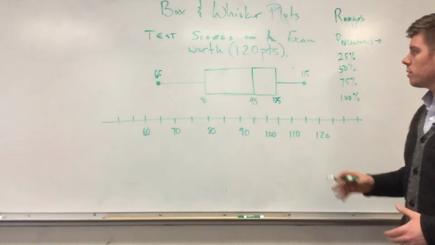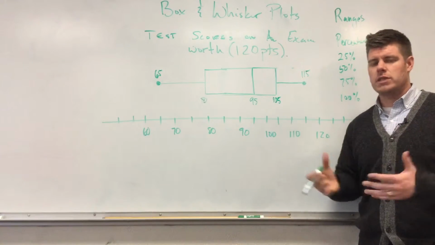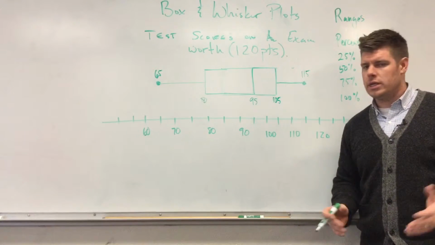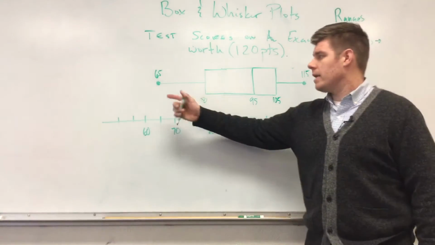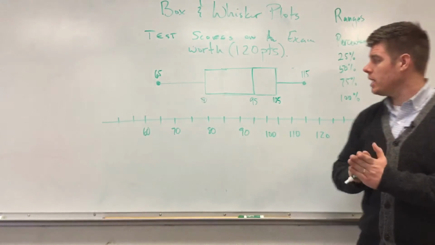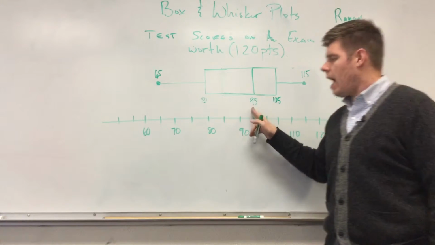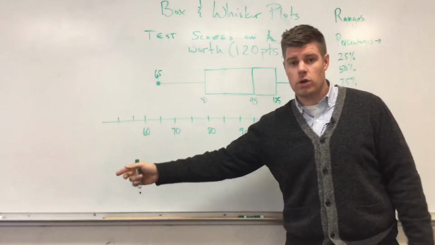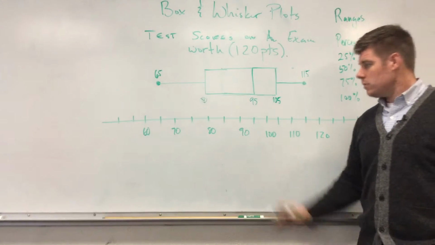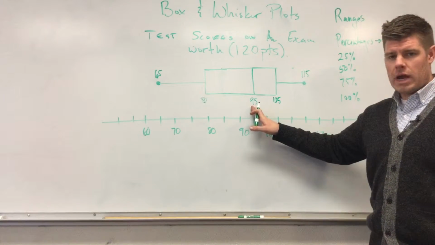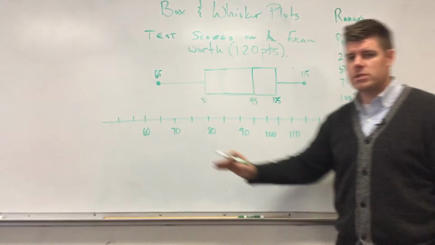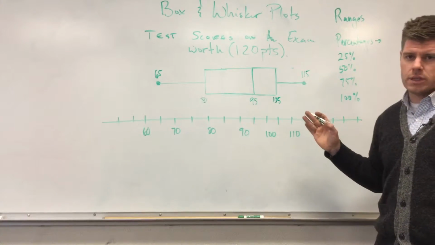So with a box and whisker plot, what it's actually doing is physically showing you ranges. That's all it is. It's literally showing you that when I take my data and I cut it in half, half of the kids in my class got a 95 or greater, and half of the kids in my class got a 95 or lower. So 95 is the middle marking grade. Below that is 50% of my class. Above that is 50% of my class.